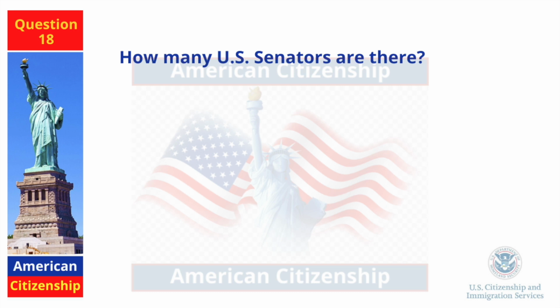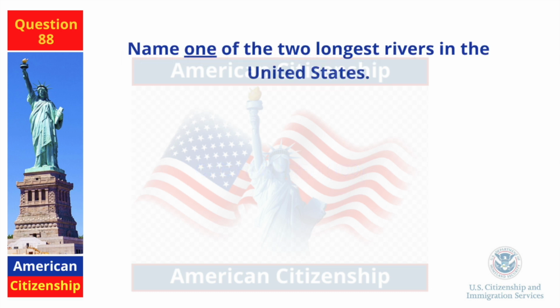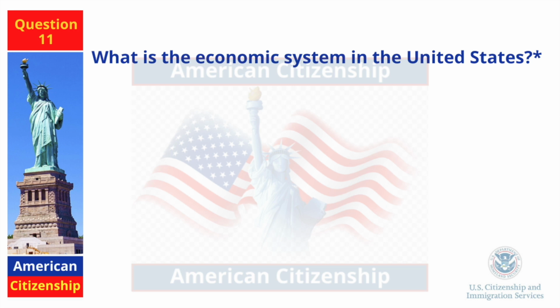How many US senators are there? 100. Name one of the two longest rivers in the United States. Missouri River. What is the economic system in the United States? Market economy.